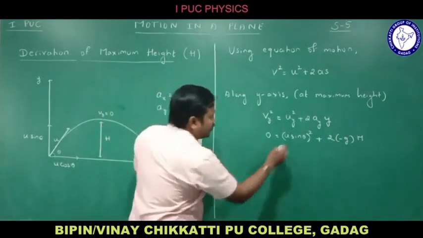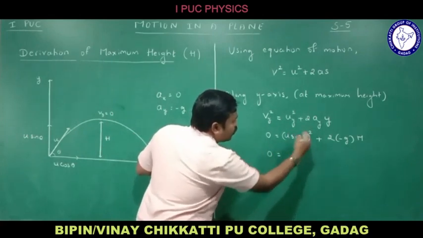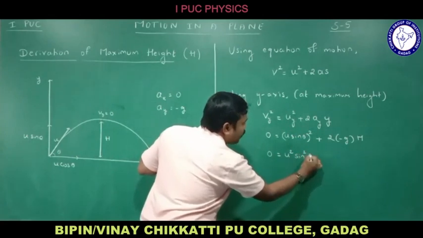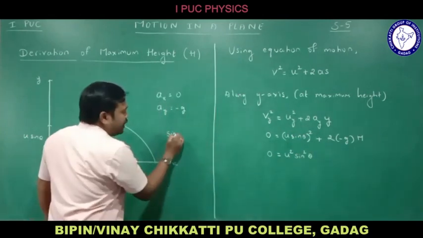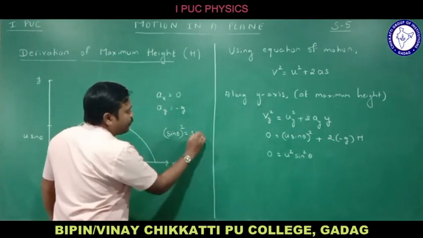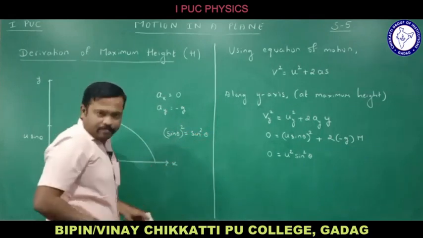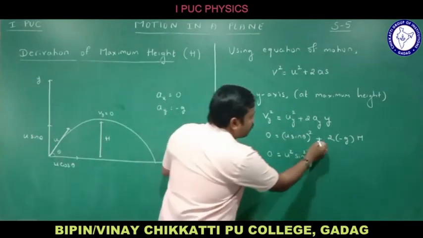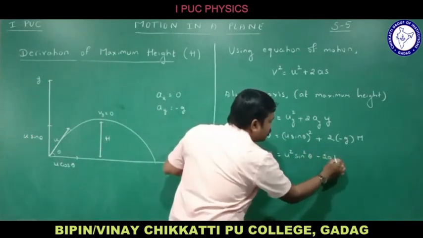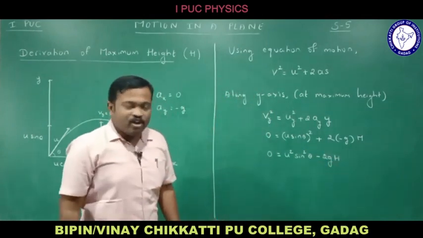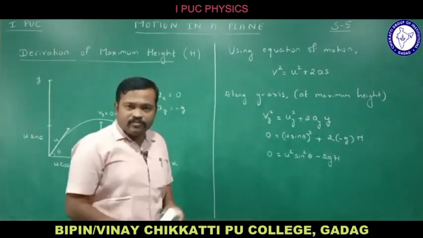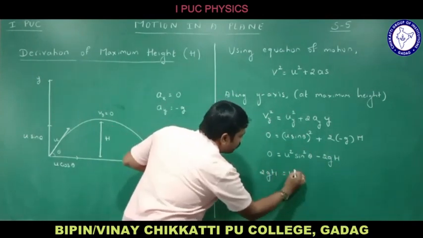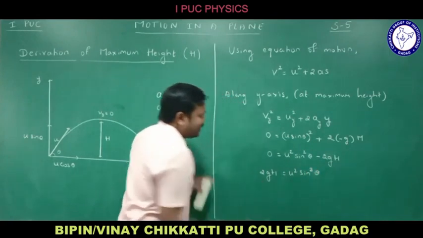Okay, shall I continue? 0 is equal to u square sine theta whole square, that is sine square theta. Do you understand? Sine theta whole square is nothing but sine square theta. Both are the same, right? So that is u square sine square theta plus into minus 2g h. We want the expression for h, so I will bring this to this side. So what do I get? 2gh is equal to u square sine square theta, right?